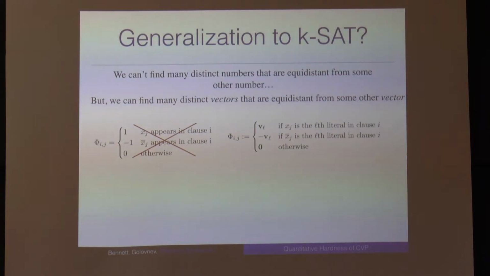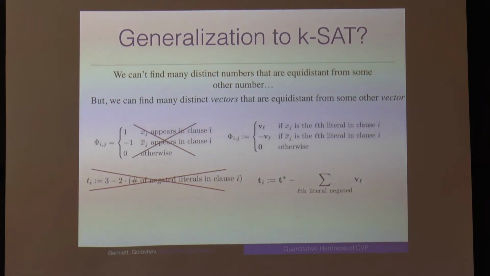Does that make sense? At least notationally or whatever? Okay. So now I'm going to replace ti, which was just this nice scalar, 3 minus twice the number of negated literals, by a vector. Now it's going to be t star, where t star is going to be something I'll show you later, minus the sum over all negated literals of the corresponding vectors.